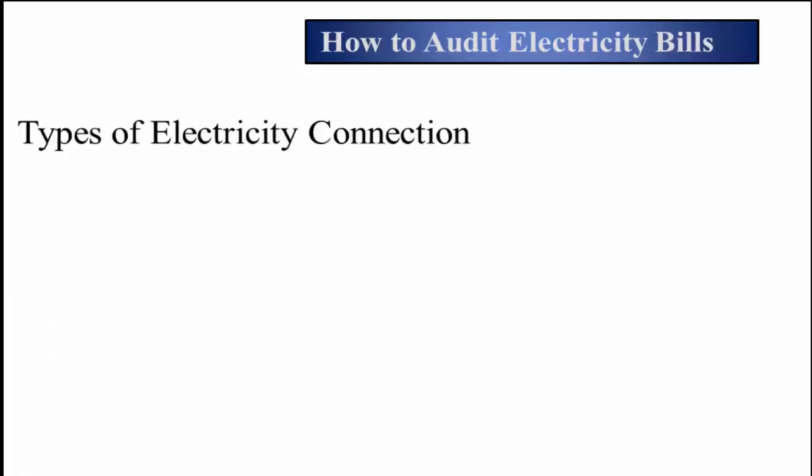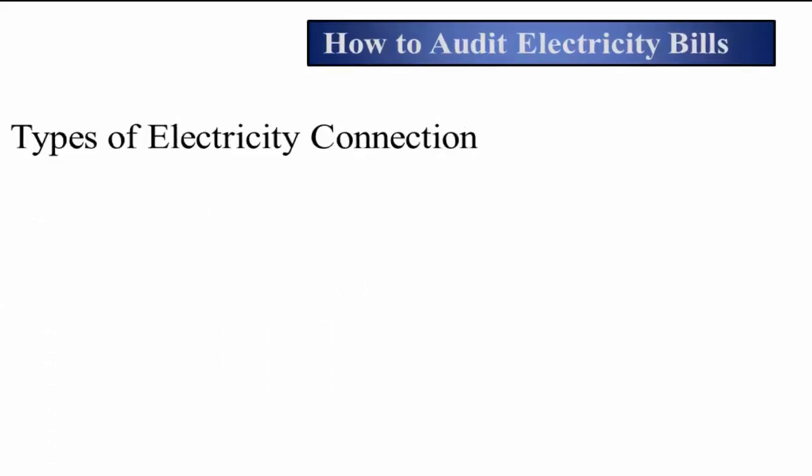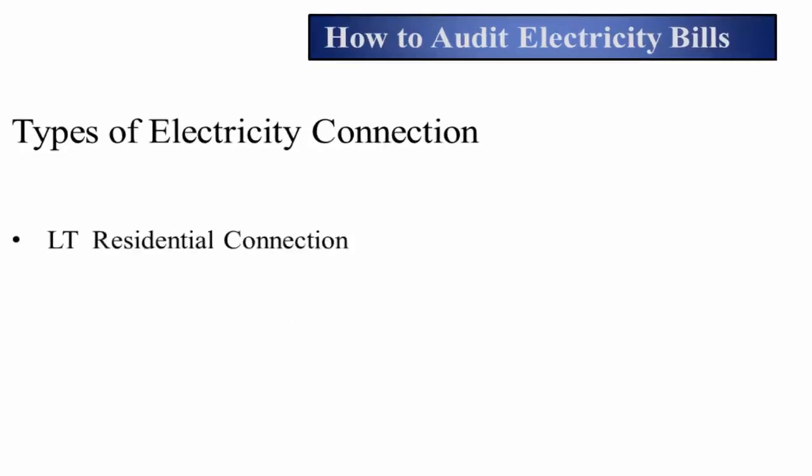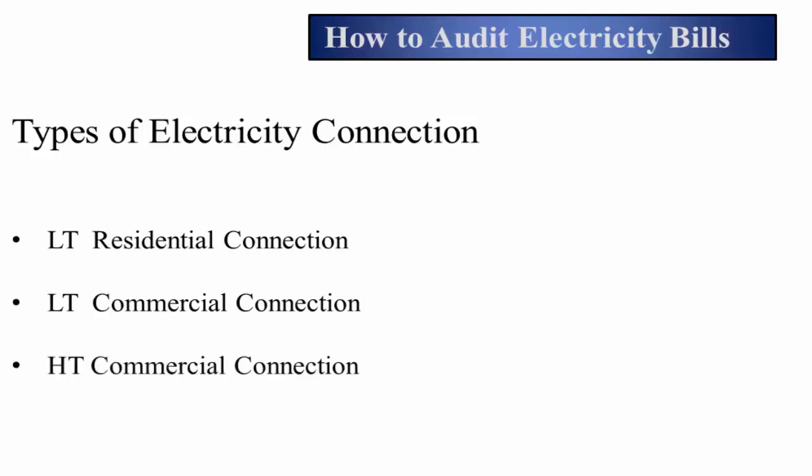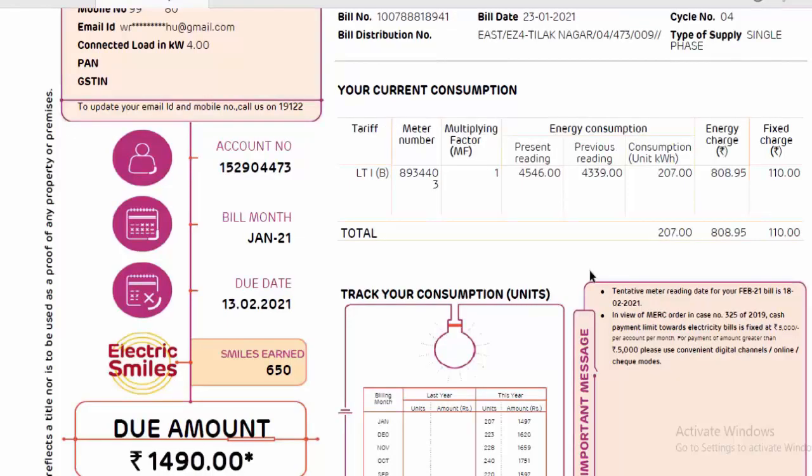There are various types of electric connection. Prominent among them are: number 1, LT residence connection, single phase to 3 phase. Second is LT commercial connection. Third is HT commercial connection. This bill which we are analyzing is of LT connection, residence, single phase.